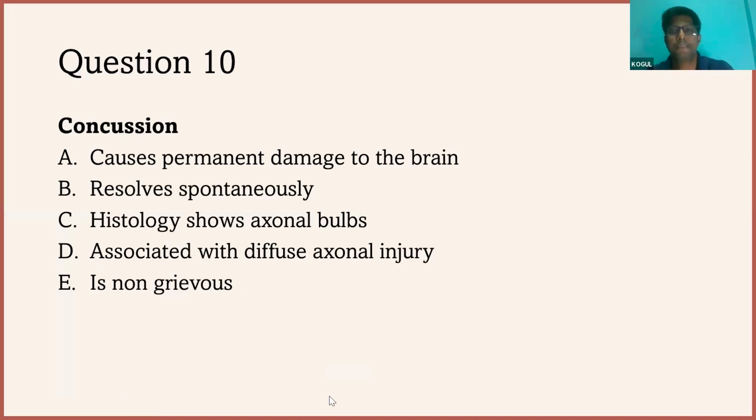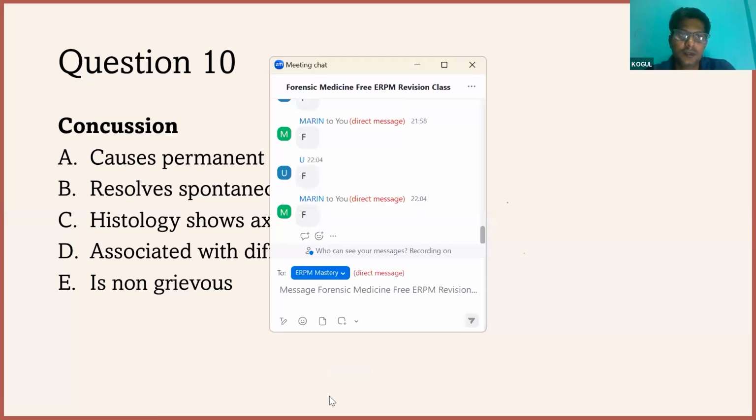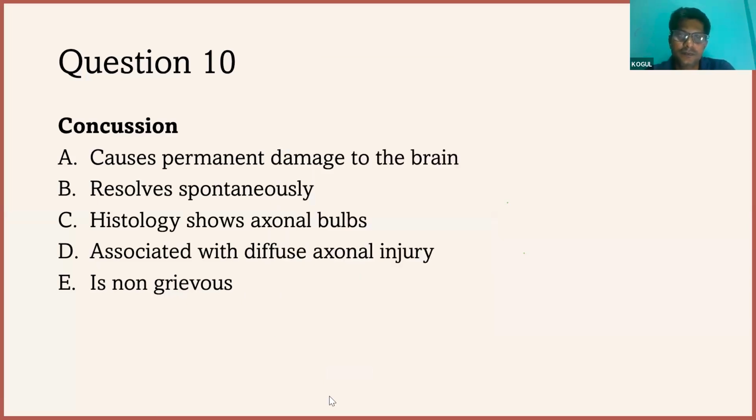What do you think? Permanent damage to the brain: false. Yes. Resolves spontaneously: yes, spontaneous resolution is temporary. Histology shows axonal bulbs. What do you think?